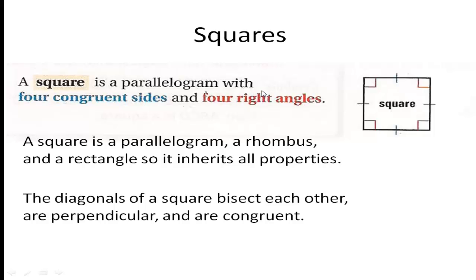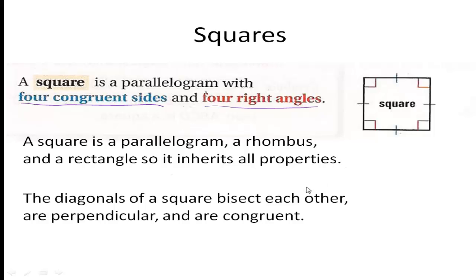So this means that a square, additionally to being a parallelogram, is also going to be a rectangle, and it's also going to be a rhombus. Why? Because the definition of a rhombus says that it has 4 congruent sides. Since a square has 4 congruent sides, I can define this as a rhombus. And the definition of a rectangle says 4 right angles. So since a square has 4 right angles, the square is also a rectangle. Okay?